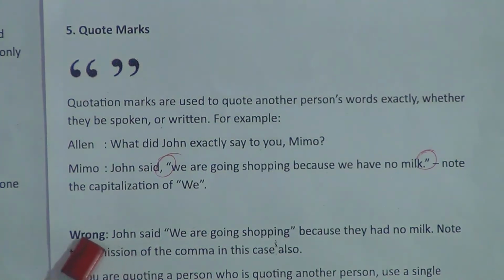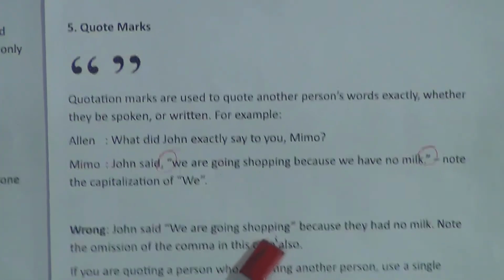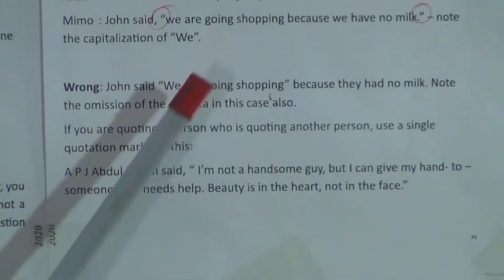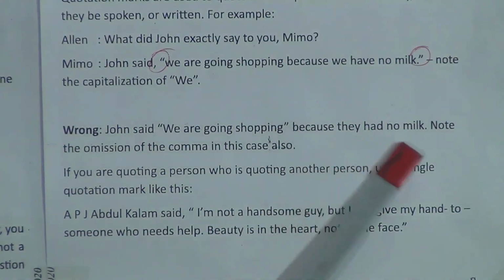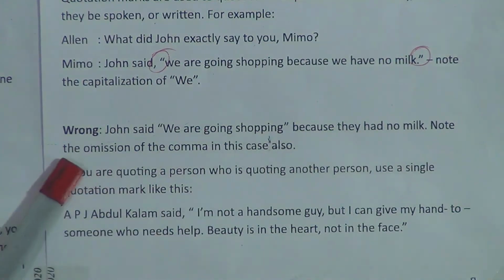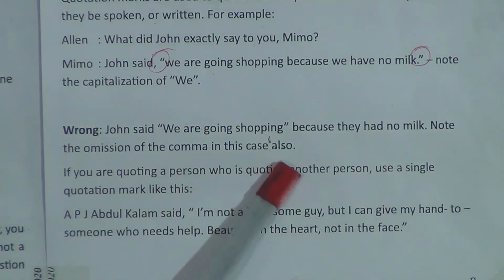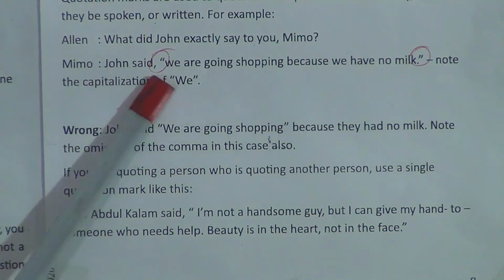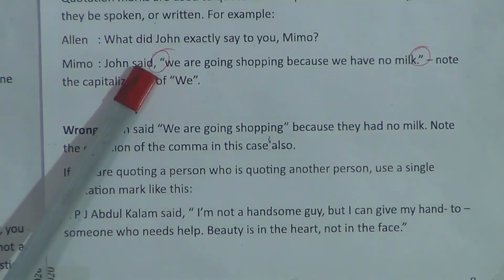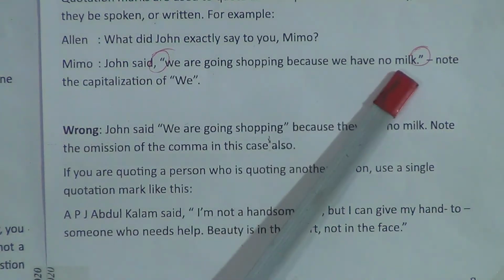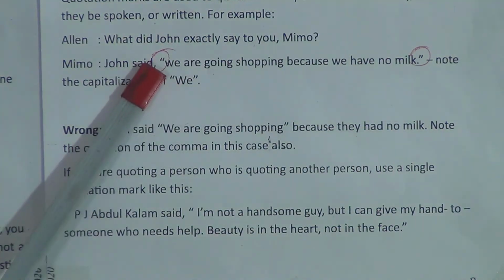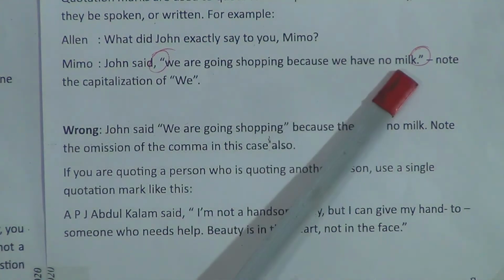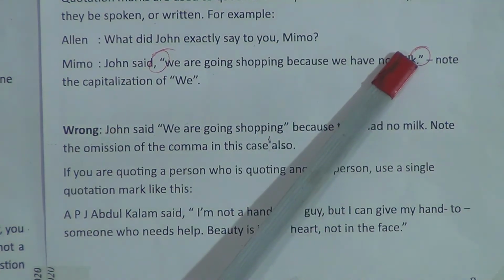And what is wrong? Now look, if you write John said we are going shopping because they had no meal, it will be incorrect. It will be wrong. Note the omission of the comma in this case also, and you will also note the comma. Now look, John said, after said we put a comma and then we start our quotation mark, and W will be capital letter, and then we put a full stop and then we close our quotation mark.